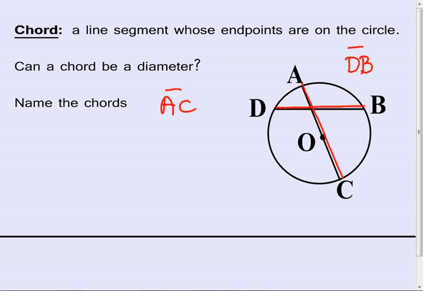The longest chord is going to be a diameter. Now, some of these words are going to come back, and you're going to see them again in calculus.